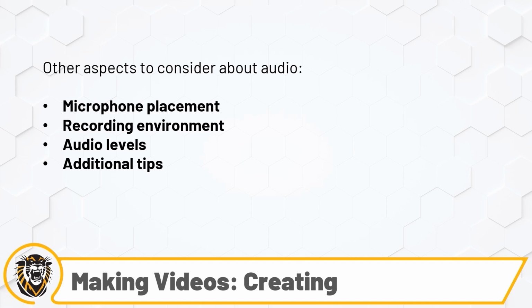Consider using multiple microphones for different sound sources. Then you can mix the audio together when you edit them in your software. Ensure that audio and video are synchronized during editing. If you add in audio or dub audio, make sure that it lines up correctly with your video.